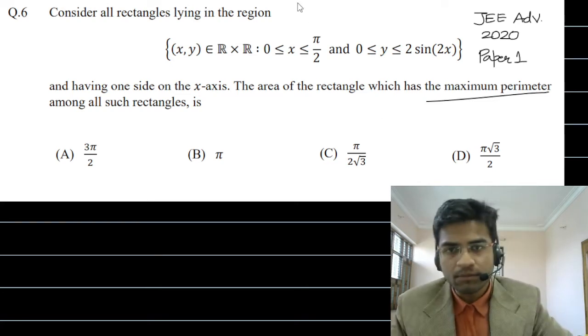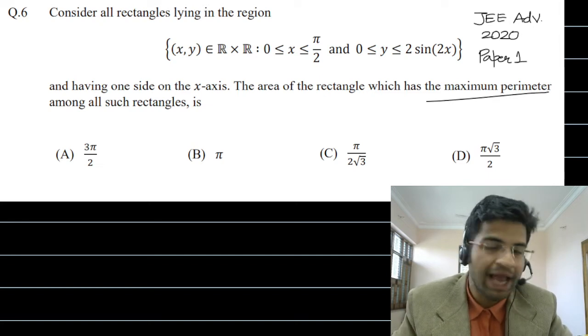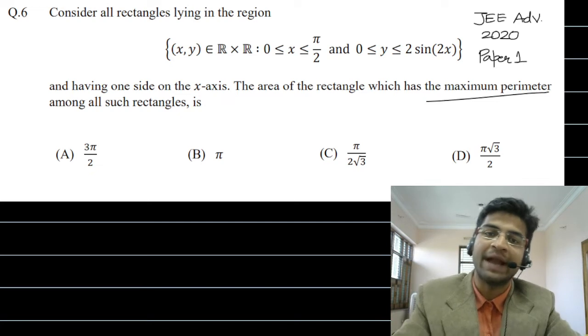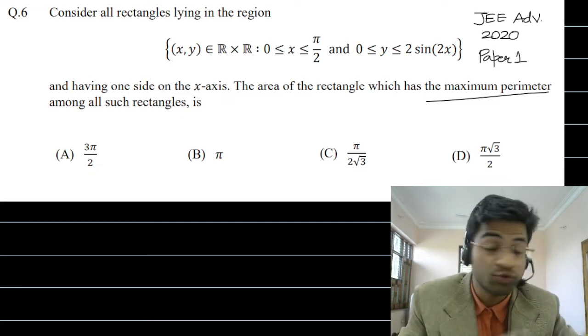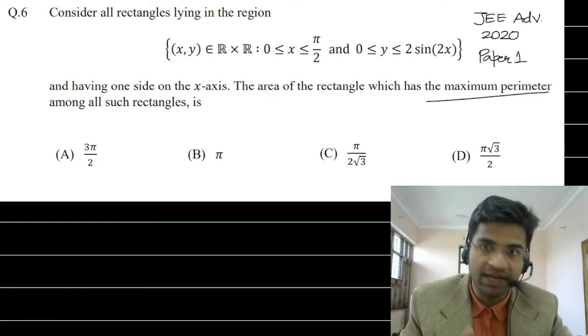So now, what will we do? We are going to find the expression for perimeter. We will use the concept that x is between 0 and pi by 2 and y is between 0 and 2 sine 2x. And we will find the expression for perimeter in terms of x.